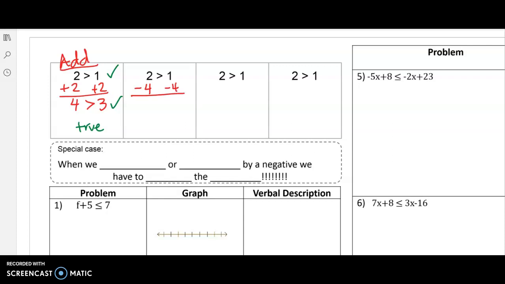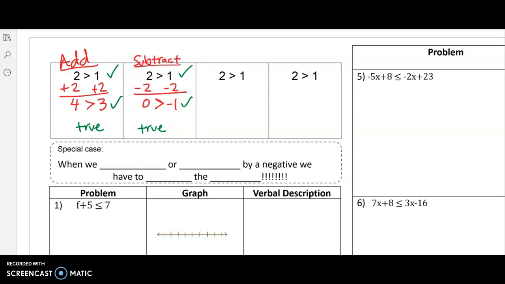Or maybe we'll just use the same number to make it less confusing. I think that might be a better idea. So we added 2, now let's subtract 2. So 2 minus 2 is 0, and 1 minus 2 is negative 1. So the original statement we know is true, 2 is greater than 1. Is 0 greater than negative 1? It is. So also true. So we can add and subtract things from both sides, and it still is a true statement.